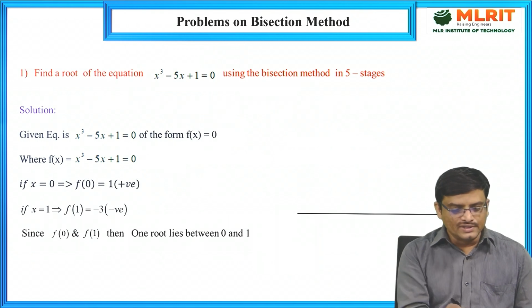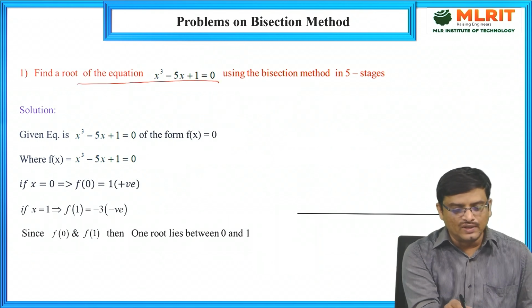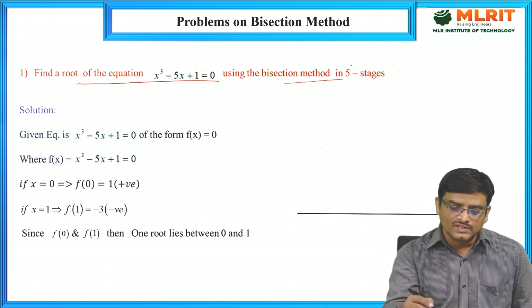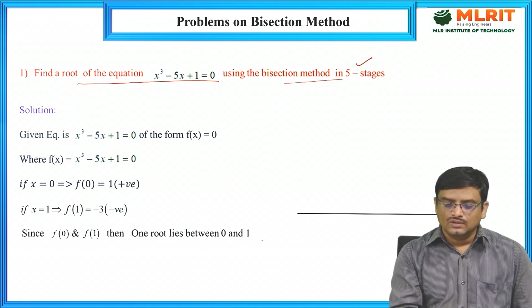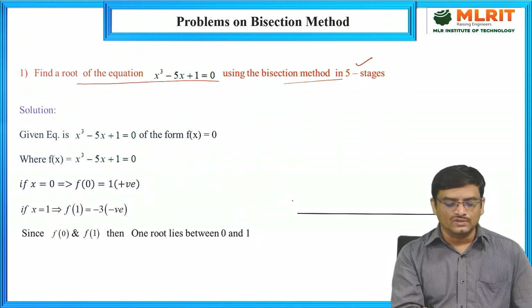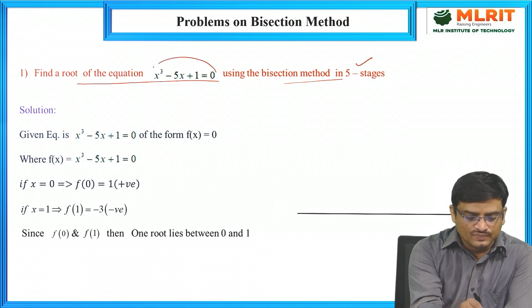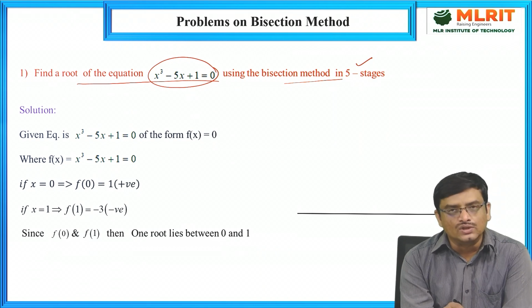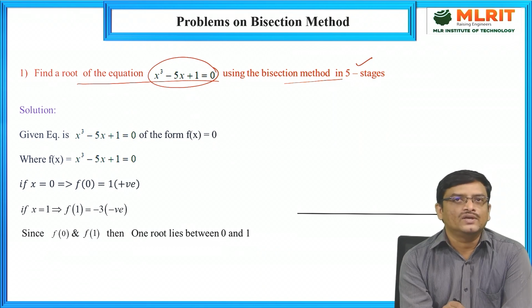So now let us take this equation: find the root of the equation using the bisection method, and follow this up to 5 stages. What is meant by 5 stages and all these things we will discuss now. Now this is our function, the equation x cube minus 5x plus 1 is equal to 0. This is a polynomial equation we got.